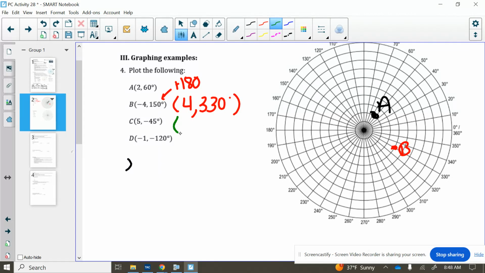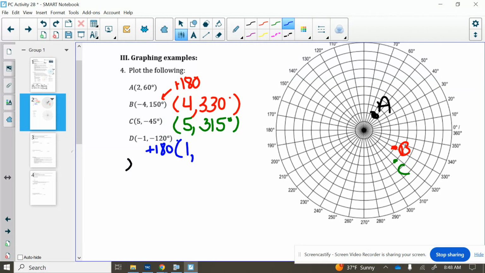5, negative 45. You could either go 45 degrees clockwise or realize that that's the same thing as if we add 360 to negative 45, we'd be at 315. And we'd be 5 units out, so 1, 2, 3, 4, 5. And then this time our point is going to be at 315, so kind of between the 310 and the 320. There's point C.